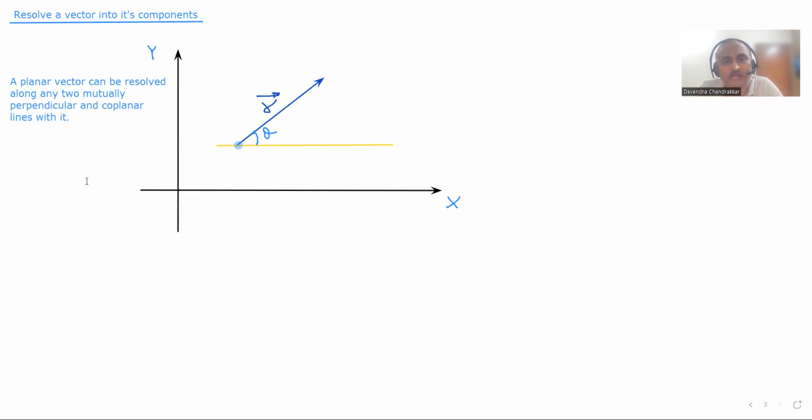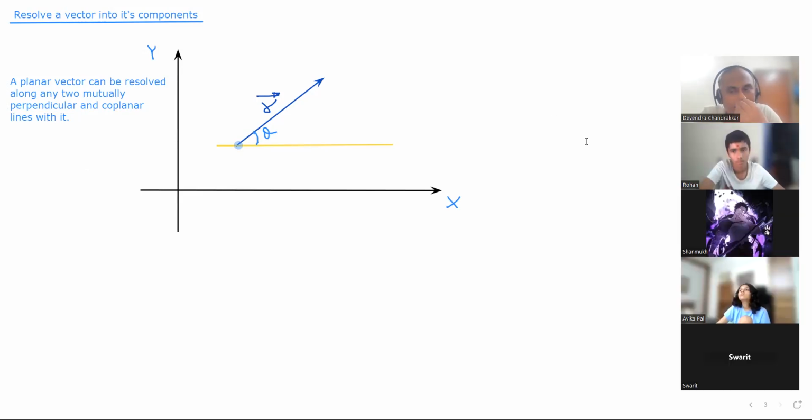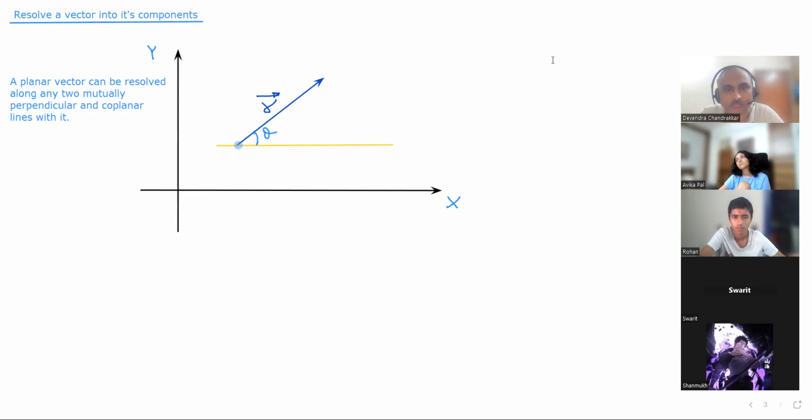So Avika, how many lines are here? How many mutually perpendicular pairs of lines are here? There's only one pair. Okay. Rohan, Sir, I don't know what coplanar lines are. Coplanar means which lie in the same plane as the vector. So if the vector r is lying in the xy plane, then the xy axes are coplanar lines. Right? I'm asking how many mutually perpendicular pairs of coplanar lines can be drawn in this xy plane. One, sir.